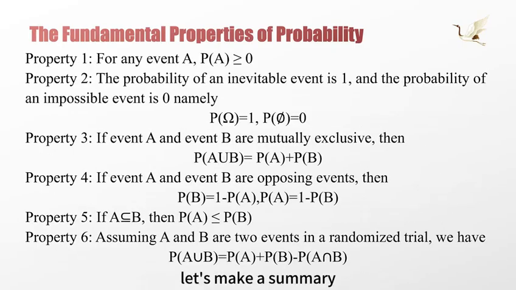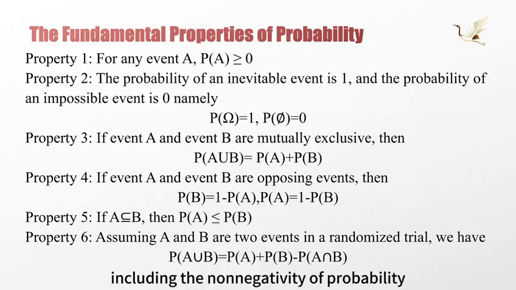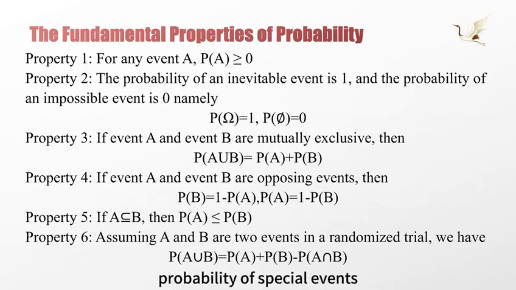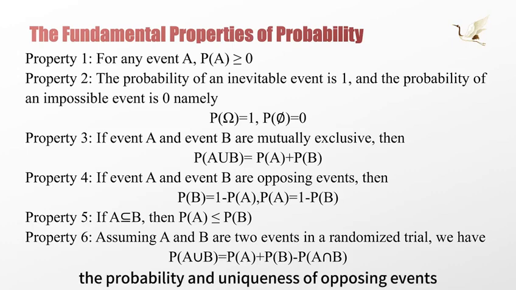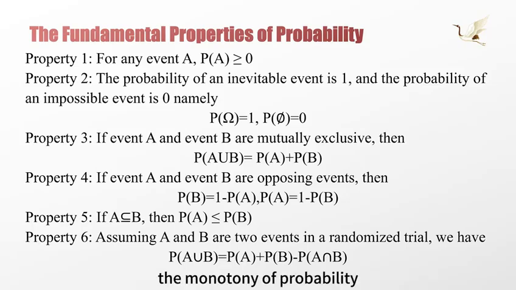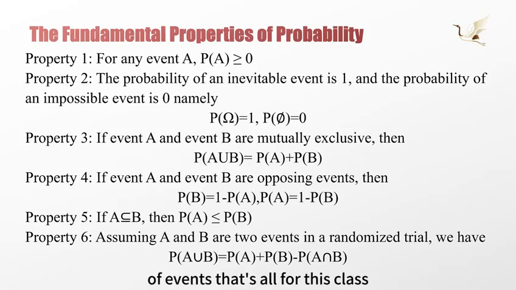Next, let's make a summary. In this lesson, we learned the basic properties of probability, including the non-negativity of probability, probability of special events, the additivity of probabilities for mutually exclusive events, the probability and uniqueness of opposing events, the monotonicity of probability, and the method for calculating the probability of events.